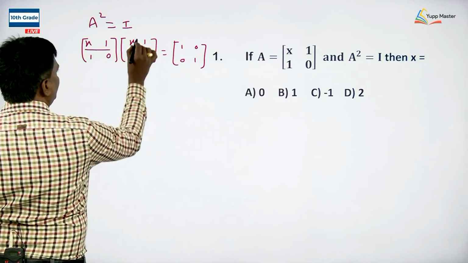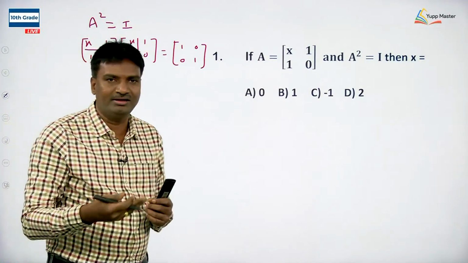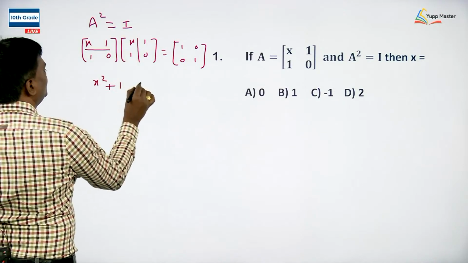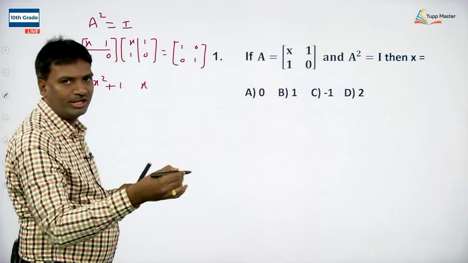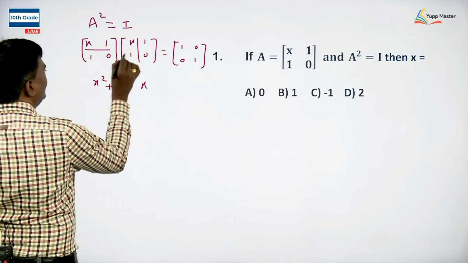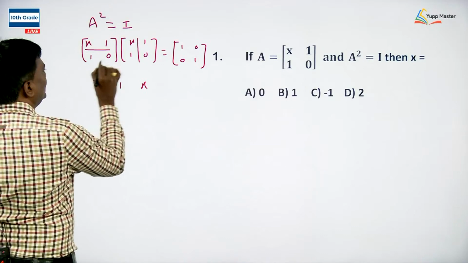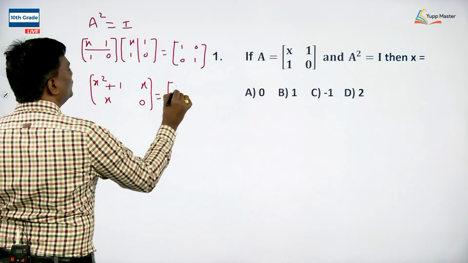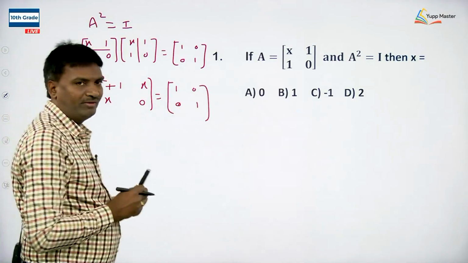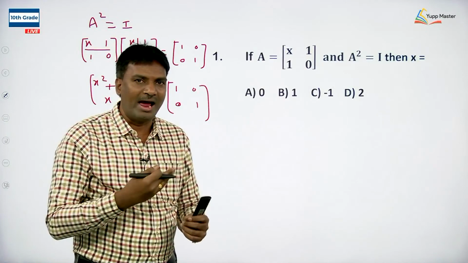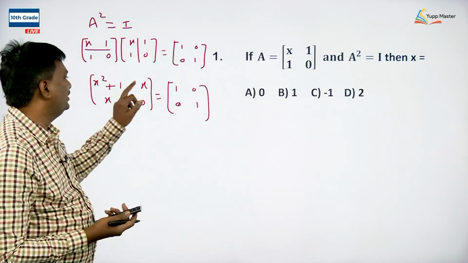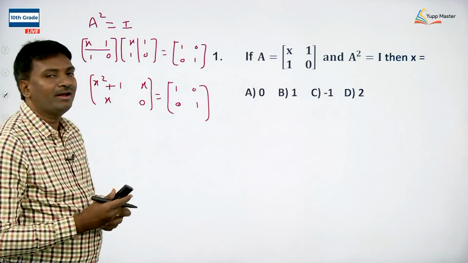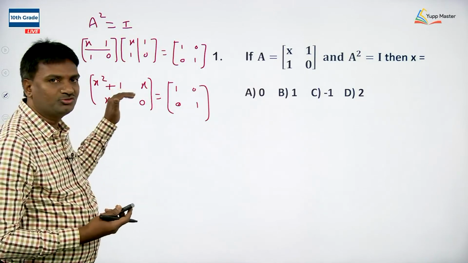Take the first row of the first matrix and the first column of the second matrix. So take x into x, x squared, plus 1 into 1, 1. Then x into 1, x, plus 1 into 0, 0, so x plus 0 is x only. 1 into x, x, plus 0 into 1, 0, that is x only. 1 into 1, 1, plus 0 into 0, 0, 1 plus 0 is 1. So after multiplying the two matrices in LHS we got [x squared plus 1, x; x, 1] equal to [1 0; 0 1].